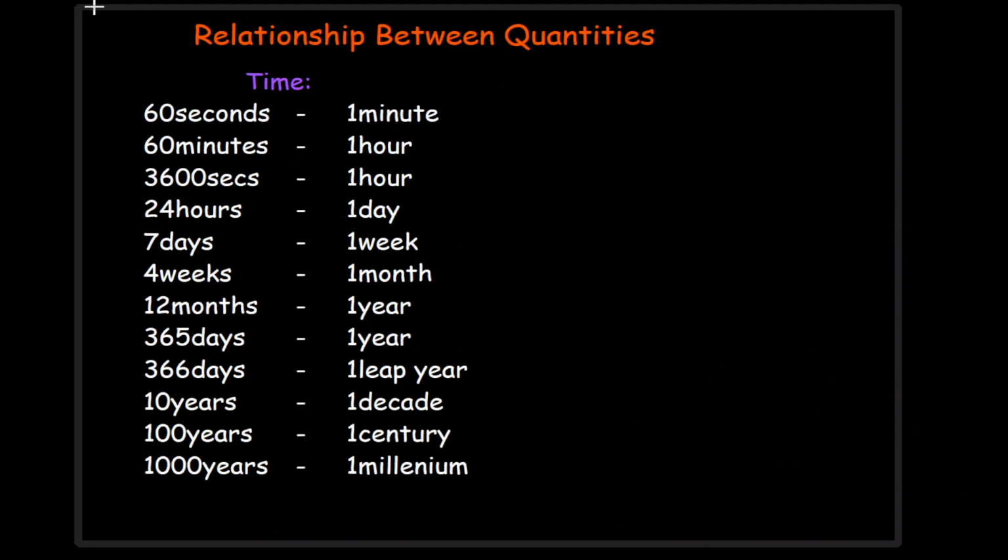Okay, so we go to the relationship between quantities. First, here we have the table of time. So we are starting with time, where 60 seconds make 1 minute, 60 minutes make 1 hour, 3,600 seconds make 1 hour, 24 hours make 1 day, 7 days make 1 week, and so on. So this is the table of time.